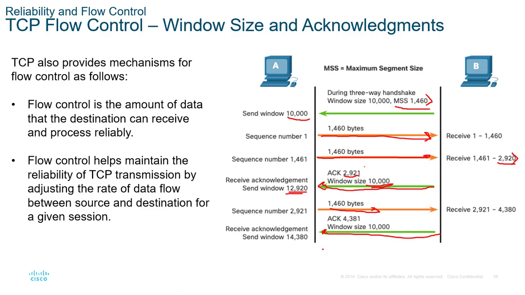So you're getting an idea of how we can detect errors with the sequencing and acknowledgments, and then the window sizing providing for flow control.